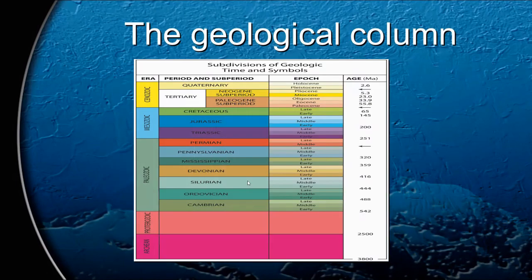Okay, let's get into that geological column. Remember, the Proterozoic is divided into three: the Paleoproterozoic at the bottom, Mesoproterozoic in the middle, and Neoproterozoic at the top. And the Archean, which is older than 2.5 billion years.